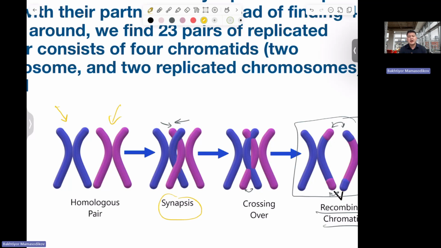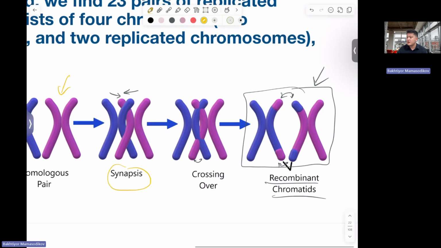This results in new gene combinations. Now they will have new gene combinations in each chromosome because they exchanged it. Mom's chromosome and dad's chromosome exchanged their information. Now they have new gene combinations that are genetically different from both parents. They are not genetically the same as the parents. They exchanged their genes, and that's why they are now genetically different from both parents.